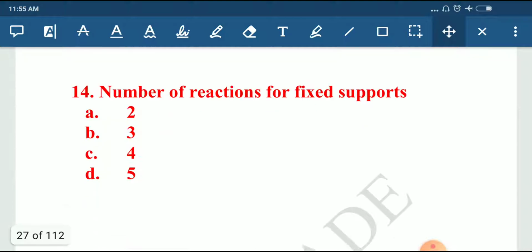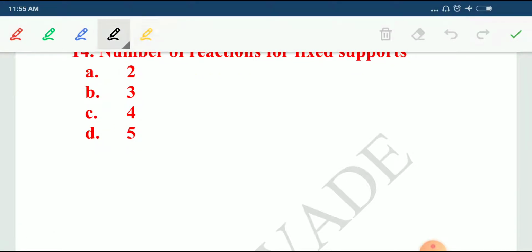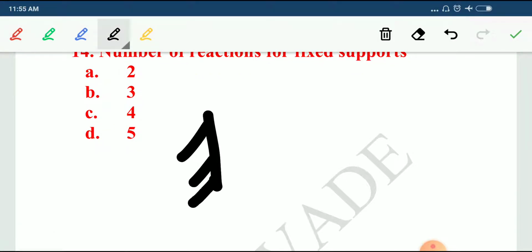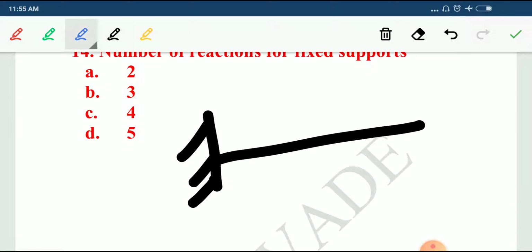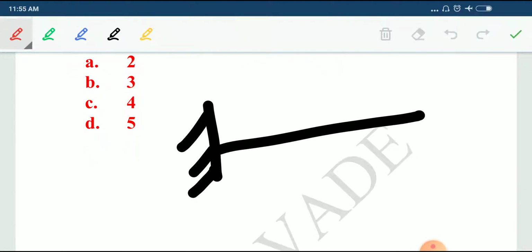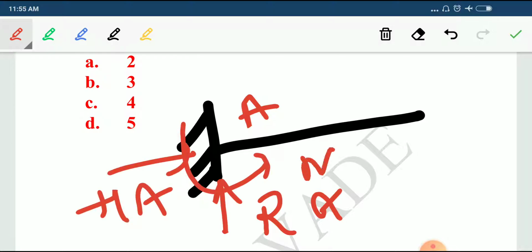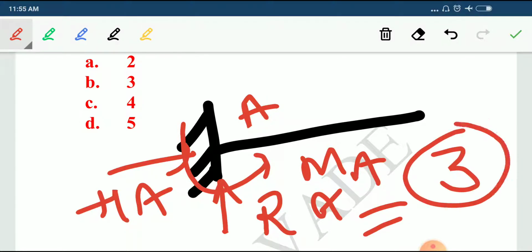Next. The number of reactions for a fixed support. How many reactions will come in the fixed support? You are already aware of this. A fixed support looks like this. For a fixed support, one reaction will be vertical, if I take this support A, one will be horizontal, so this is HA, and one will be the moment. The total number of reactions for the fixed support will be 3.